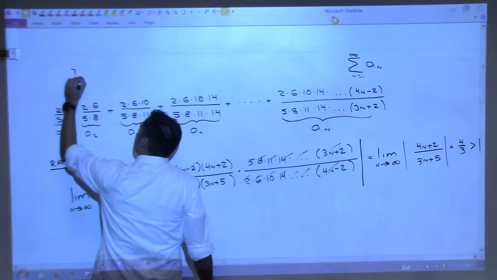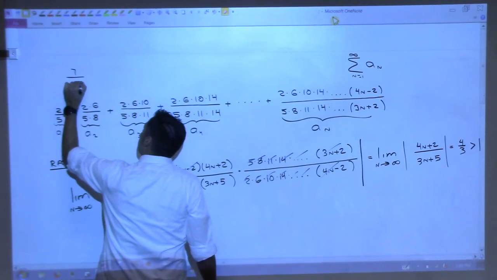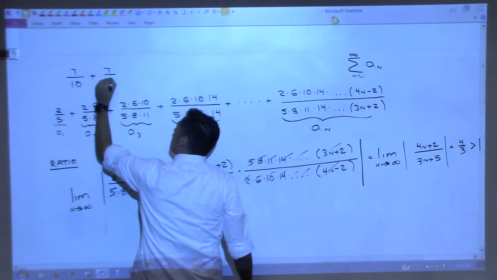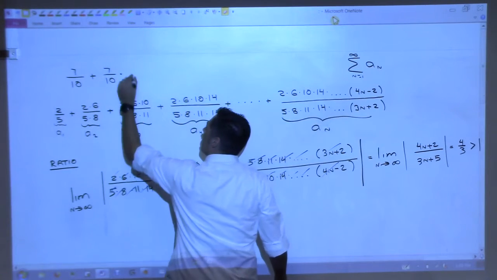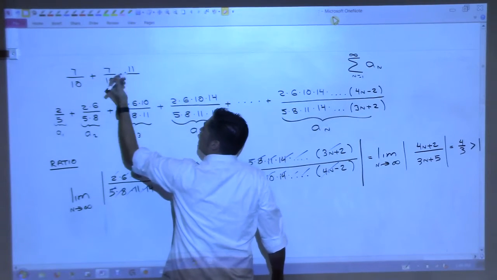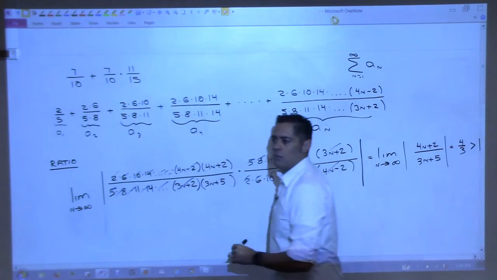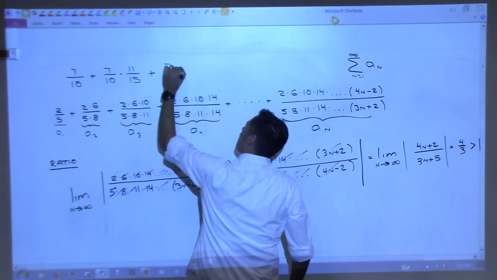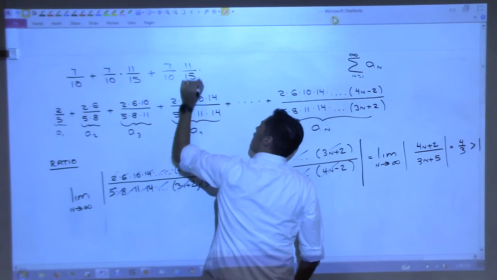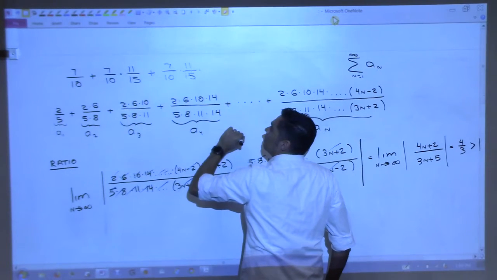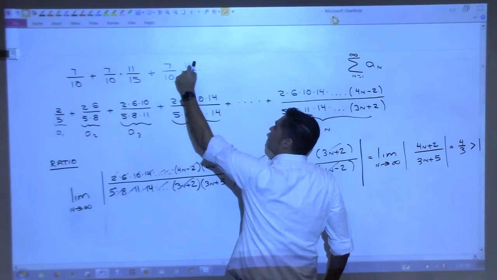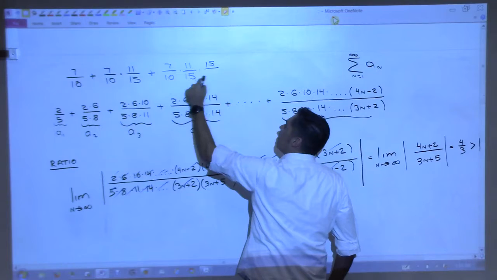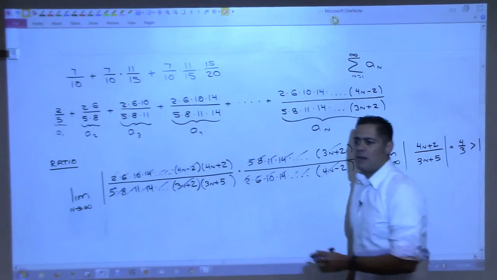I was like, okay, I want you to do 7 over 10 plus, then let's add 4 to that. So we're going to take the same number, 7 over 10, and add 4 on top, so 11, and let's add 5 on the bottom. And now to that, let's take the same thing and add, how many on top? Oh wait, we added 4, right? So 15 over, and add 5 here, 20. Do you see the pattern?